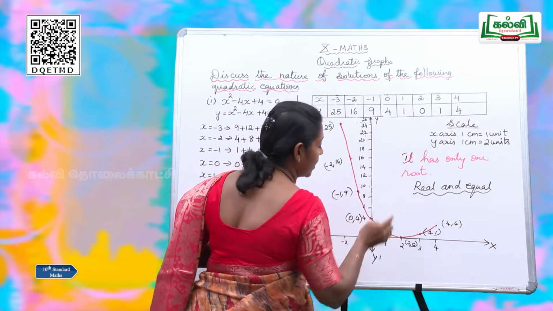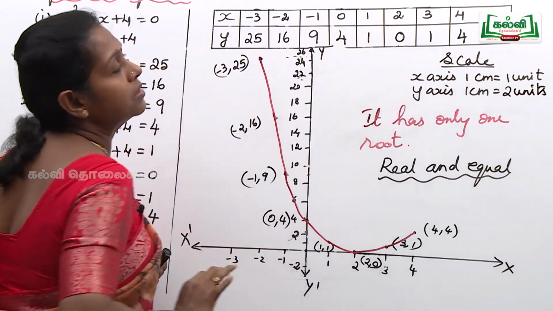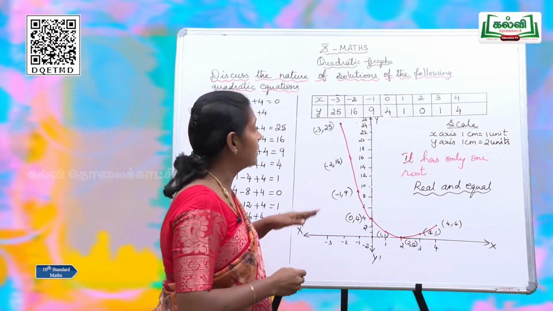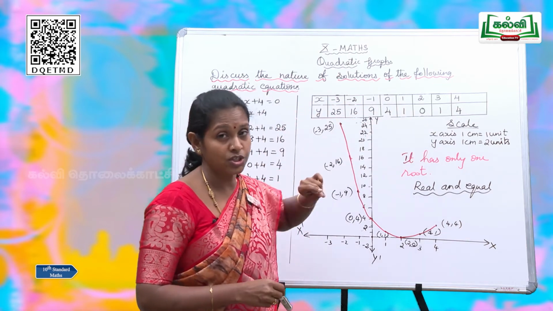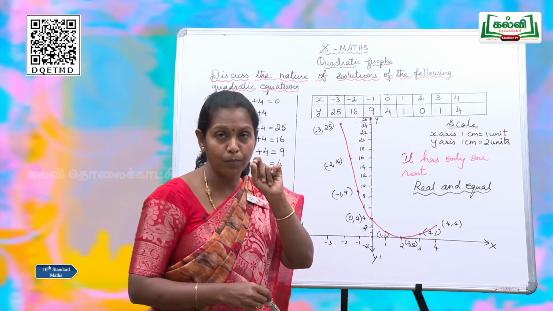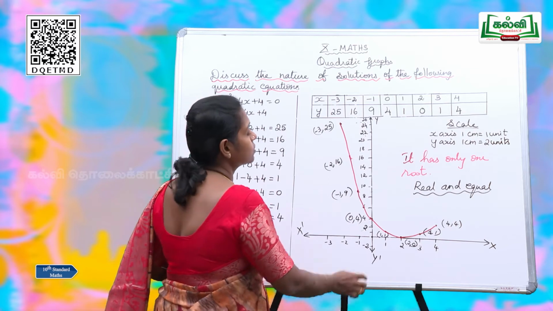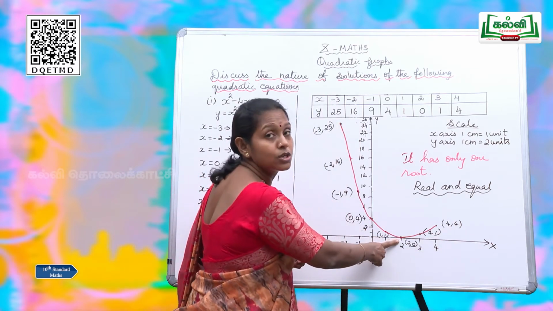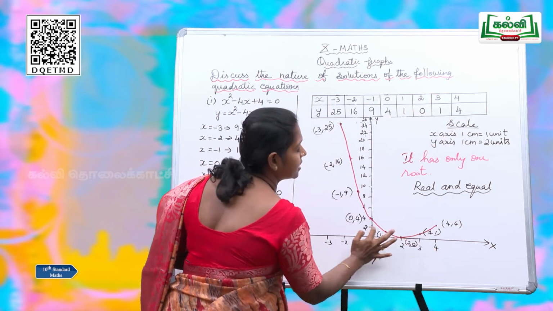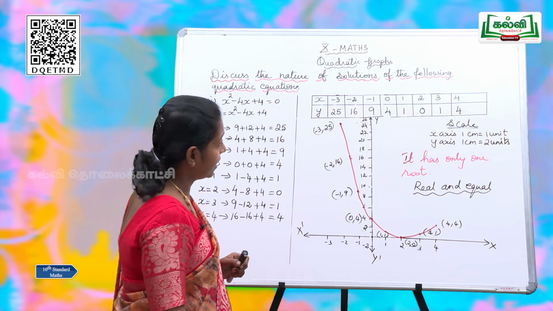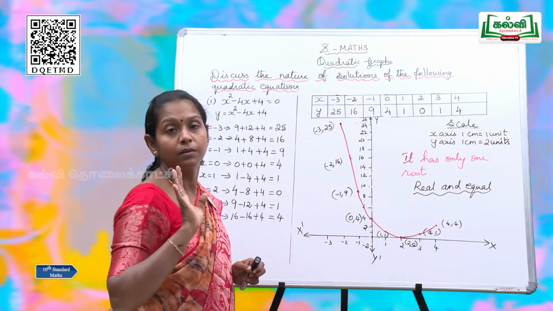Next, 1, 1. X-axis 1 and y-axis also 1. Next, 2, 0. So, 2, 0 means x has the value 2, but y has the value 0. That means the point should be marked along the x-axis. Very good. So, on the x-axis, it is 2, 0. Next, 3, 1. So, x-axis 3, y-axis 1. Then, 4, 4. I have marked all those points.